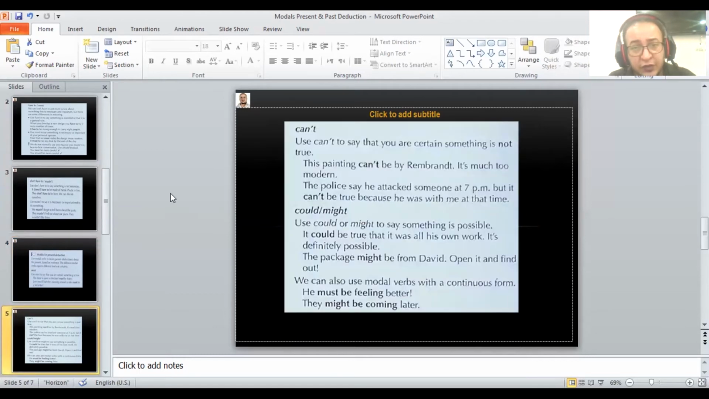Can't. Use can't to say that you are certain something is not true. For example, this painting can't be a Rembrandt. It's much too modern. The police say he attacked someone at 7 p.m., but it can't be true because he was with me at that time.